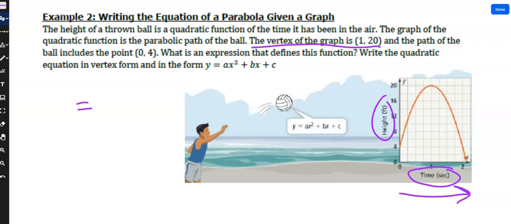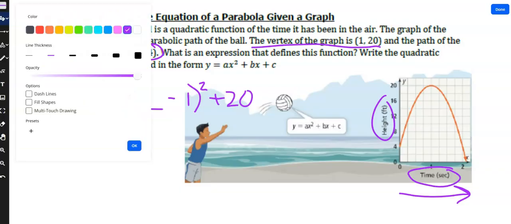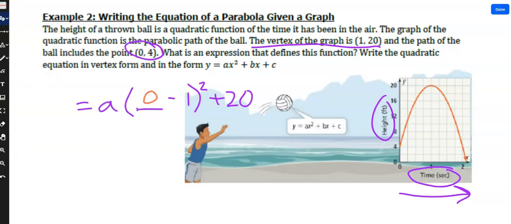Okay, so if we do what we did before, we don't know the a value, but we do know that we have something minus 1 squared plus 20. And then of course we have another point, 0, 4. So we're going to plug that in, 0 for x, 4 for y. We'll figure out what's in this box right here.